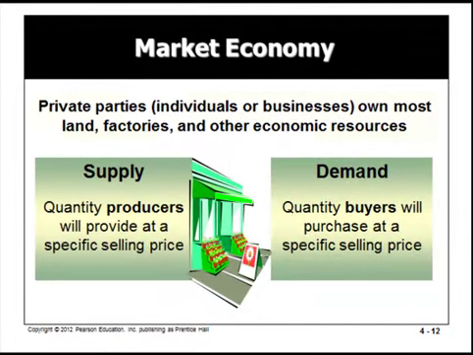Market economy. In a market economy, most land, factories, and other economic resources are privately owned either by individuals or businesses. The price mechanism determines the supply, which is the quantity of a good or service that producers are willing to provide at a specific selling price. It also determines the demand, which is the quantity of a good or service that buyers are willing to purchase at a specific selling price.